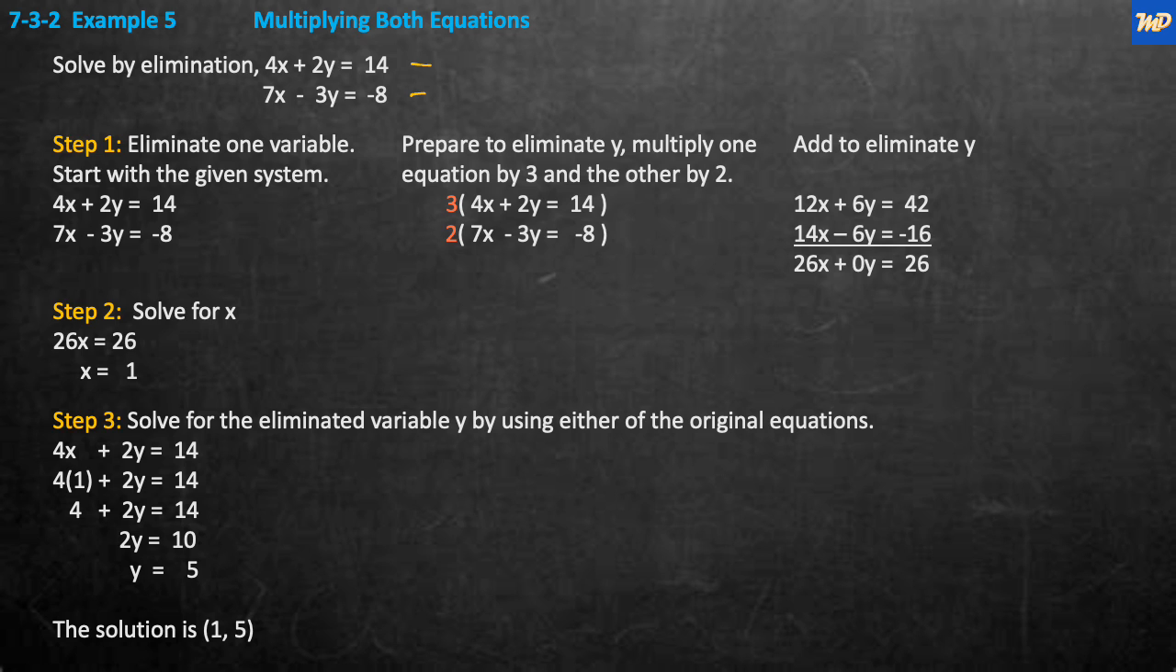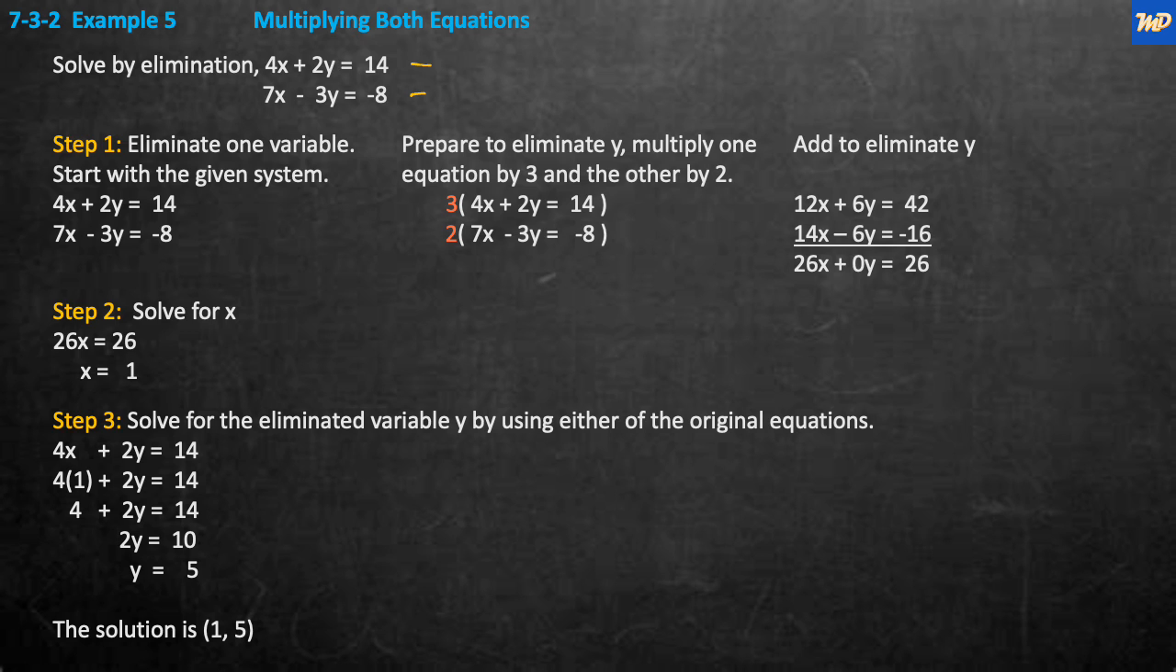So remember, step 1, it says eliminate a variable. Eliminate one variable is what we're going to do here. So start with the given system. Here's the given system. 4x plus 2y equals 14, and 7x minus 3y is equal to negative 8. I just looked at it and checked it. It's correct. I wrote it down correctly. Secondly, now we're going to prepare to eliminate the y variable by multiplying the one equation by 3 and the other one by 2.